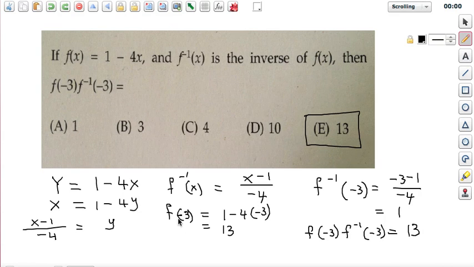F of negative 3, you plug in negative 3 right over here and you get 13. Inverse of the function of negative 3, you plug negative 3 in the inverse function, which is negative 3 minus 1 divided by negative 4, which is positive 1. So 13 times positive 1 gives you 13. You just figure out separately and multiply them together.